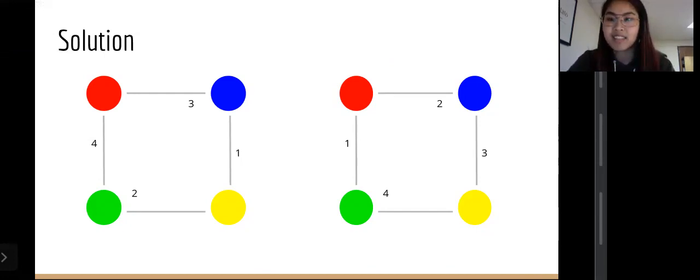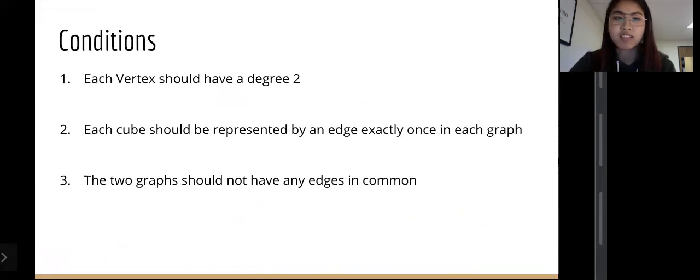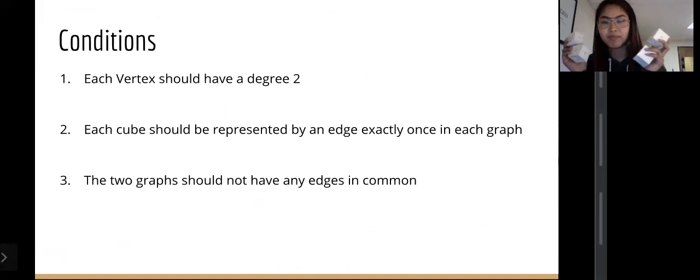But that is Instant Insanity, how we use graphs to solve them. Each vertex is a color. Each edge is the connection between its opposite sides, and we have our 3 different conditions. So those are the main things that we want to look at in terms of trying to solve our 4 cube problem.